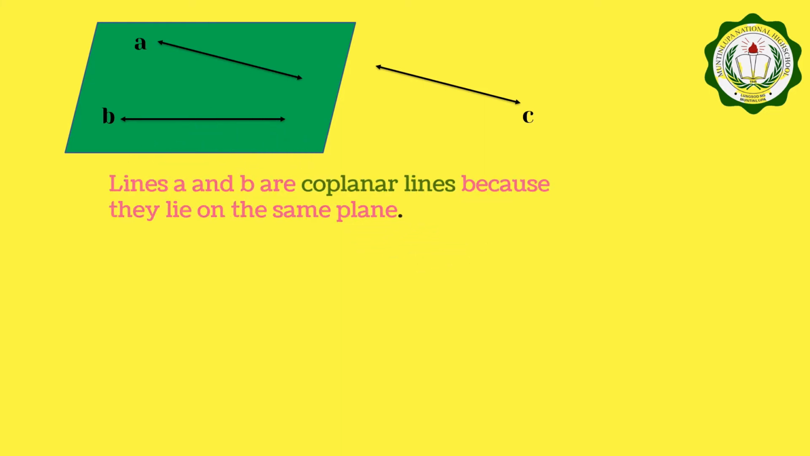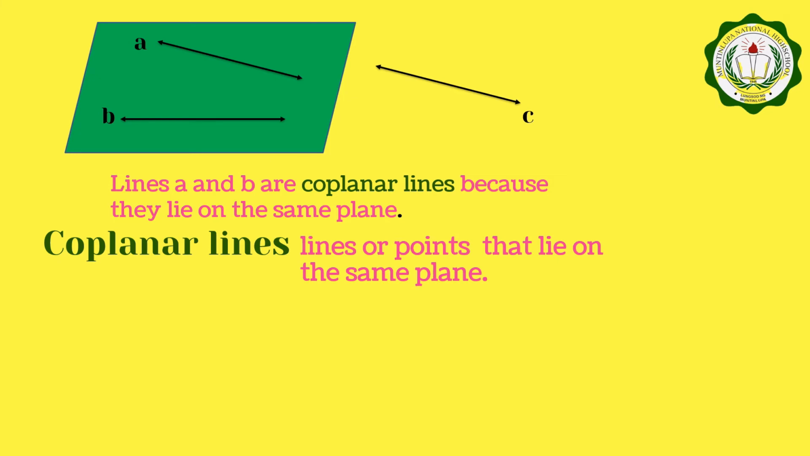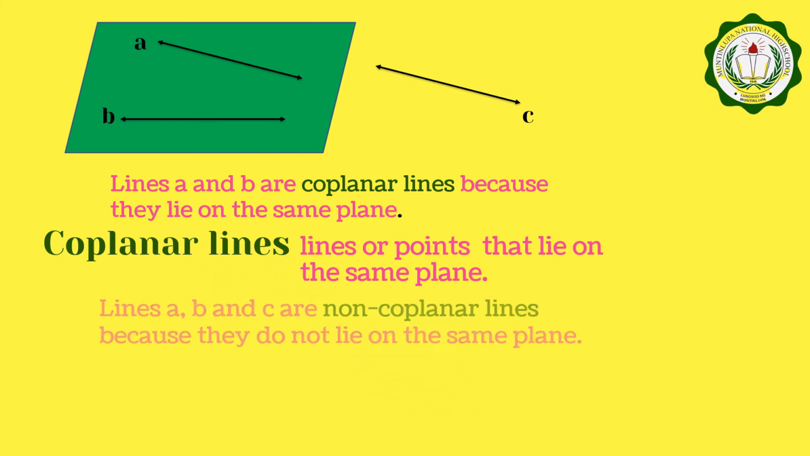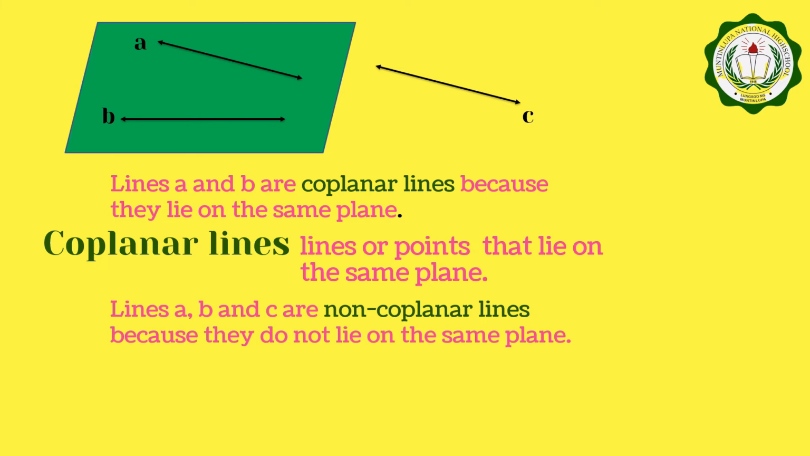Look at the figure here. Where is line A? How about line B? What can you say about line A and line B? What about line C? Line A and line B are coplanar lines, while line A, line B, and line C are non-coplanar lines. So, when we say coplanar lines, these are lines or points that lie on the same plane. Lines A, B, and C are non-coplanar lines because they do not lie on the same plane.